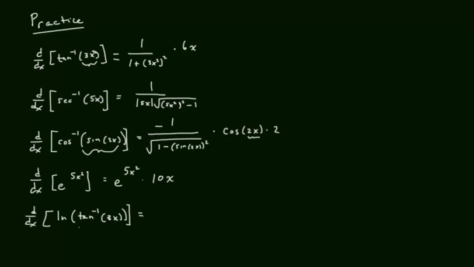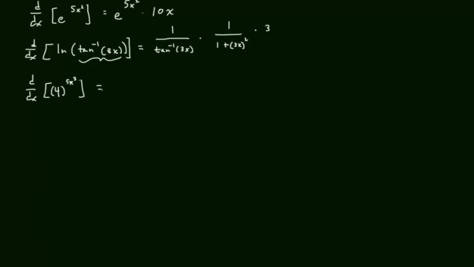Natural log of this stuff. The derivative of natural log of stuff is 1 over stuff times the derivative of stuff. And the derivative of inverse tangent 3x is 1 over 1 plus little stuff squared times the derivative of the little stuff, times 3.